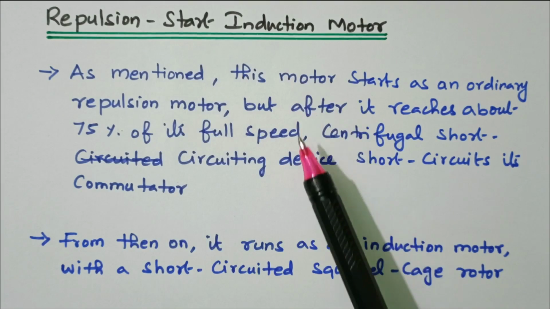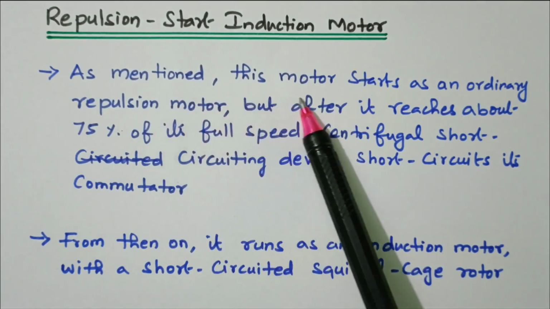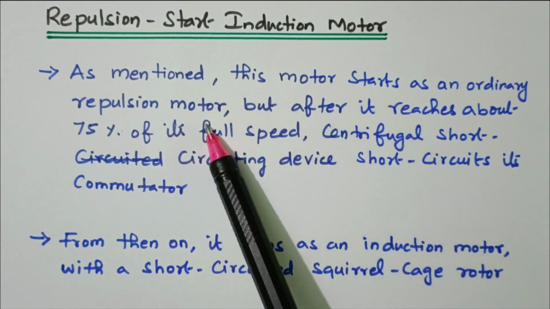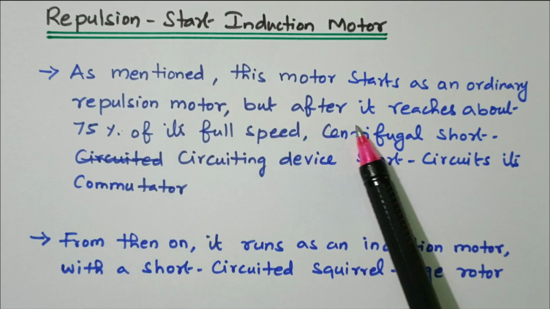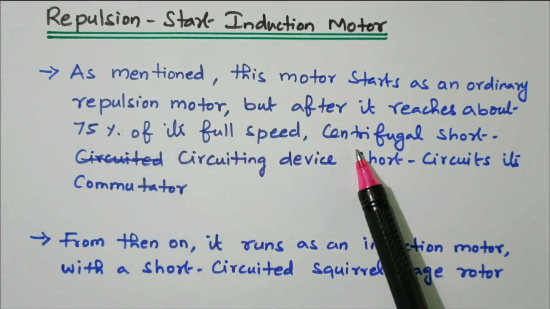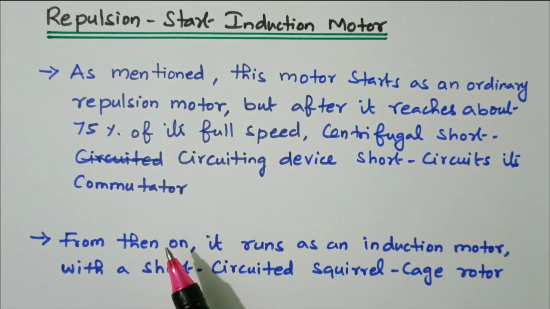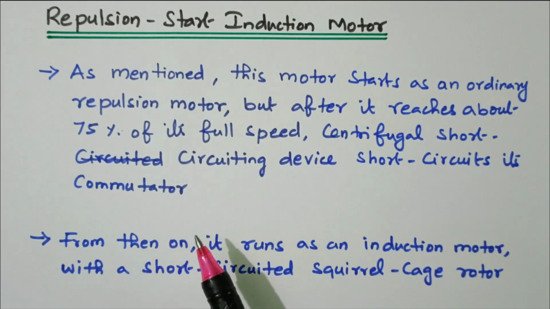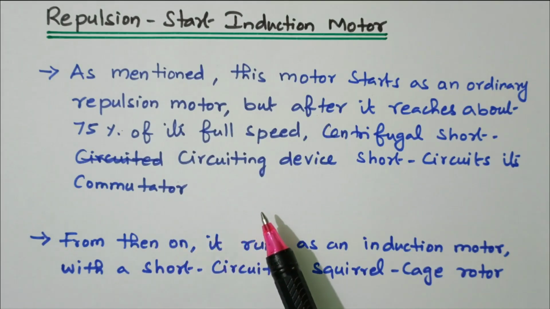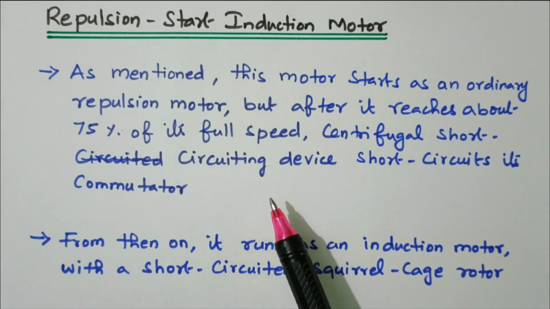Repulsion start induction motor. As mentioned, this motor starts as an ordinary repulsion motor, but after it reaches about 75% of full load speed, a centrifugal short circuiting device short circuits its commutator. Thereby it will rotate as an induction motor. So only at starting it is used as a repulsion motor, and thereafter it acts as an induction motor.